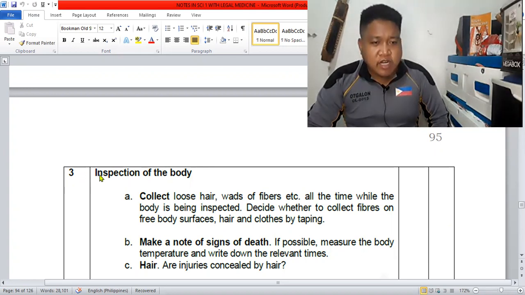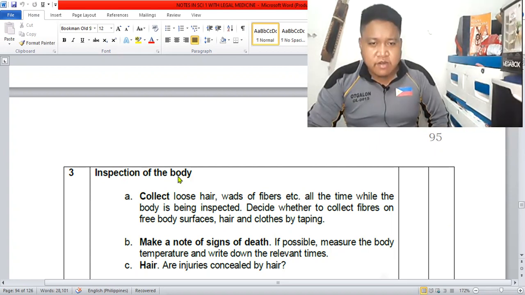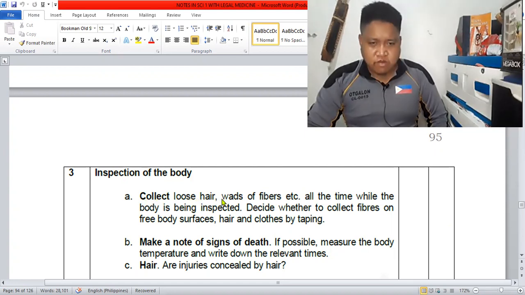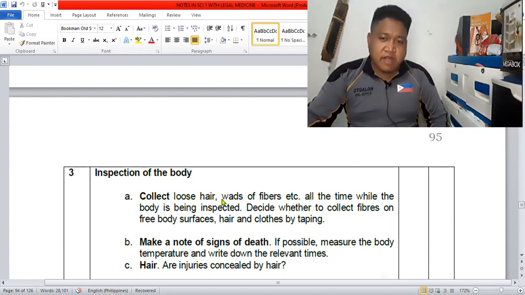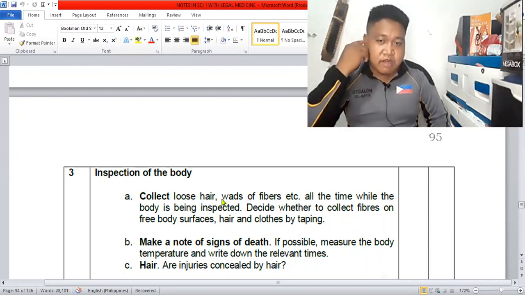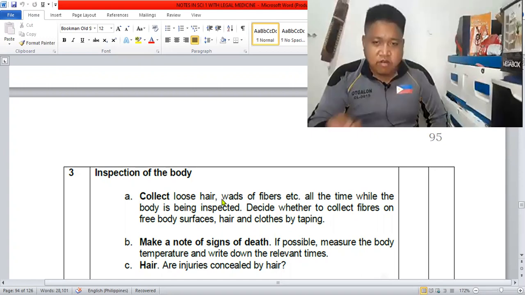So number 3 on the checklist is the inspection of the body. This is done when there is a cadaver or there is death. So at the crime scene, you collect loose hair, wads of fibers, and the likes all the time while the body is being inspected. So habang ini-inspect mo yung body during crime scene processing, you are collecting it. Huwag yung mamaya ulit. Okay?